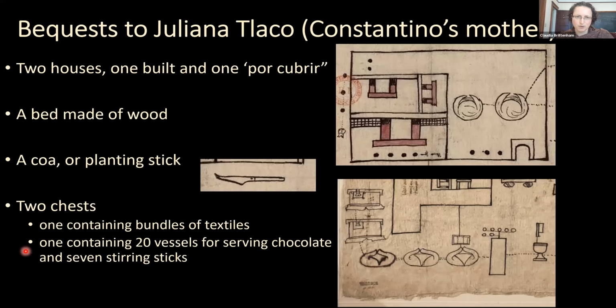And then he made his bequest. To his mother, Juliana, Constantino left 2 houses, one finished and one a solar that was still por cubrir, or still to be covered and built on, as well as other kinds of wealth, including a wooden bed, a koa or planting stick, and 2 wooden chests, one full of bundles of textiles and the other containing 20 vessels for stirring chocolate and 7 stirring sticks.